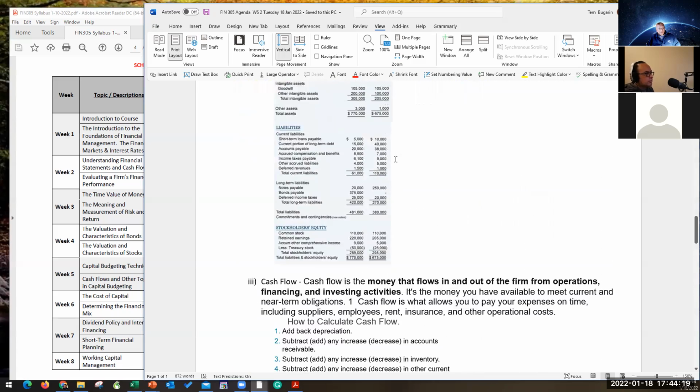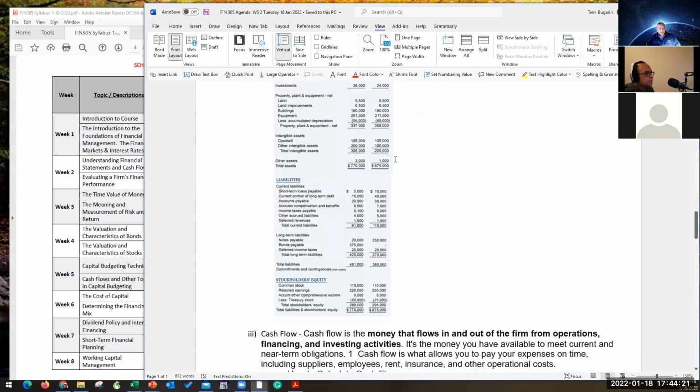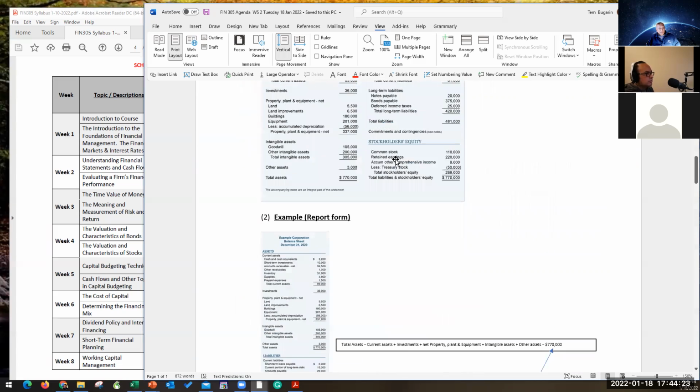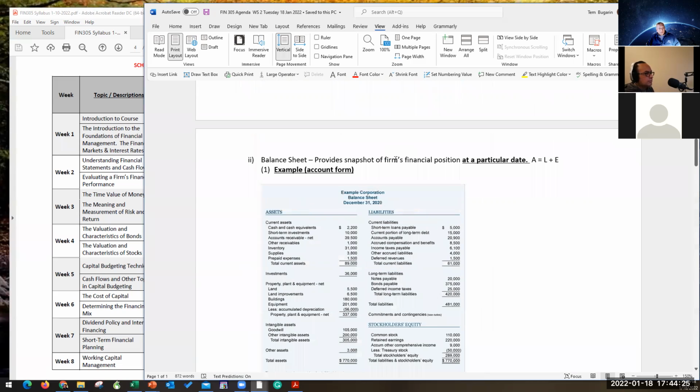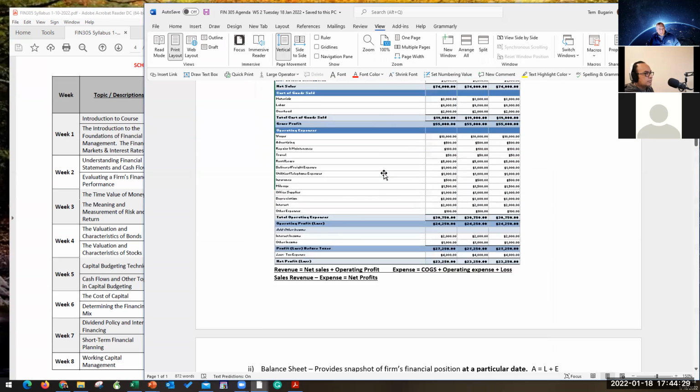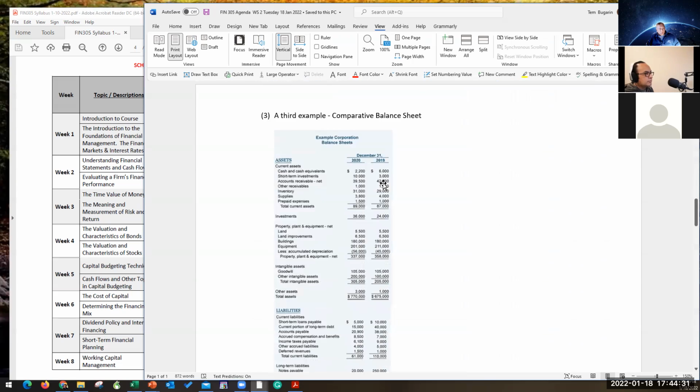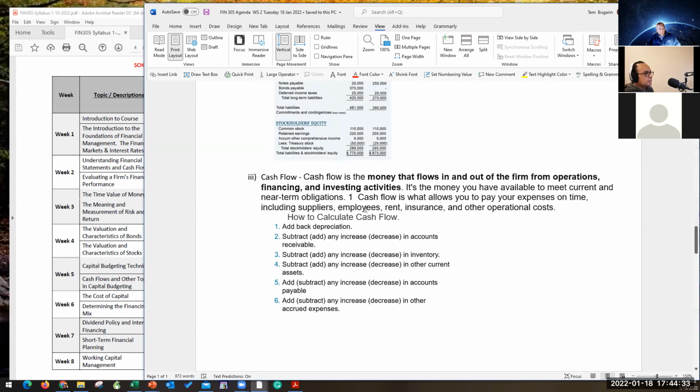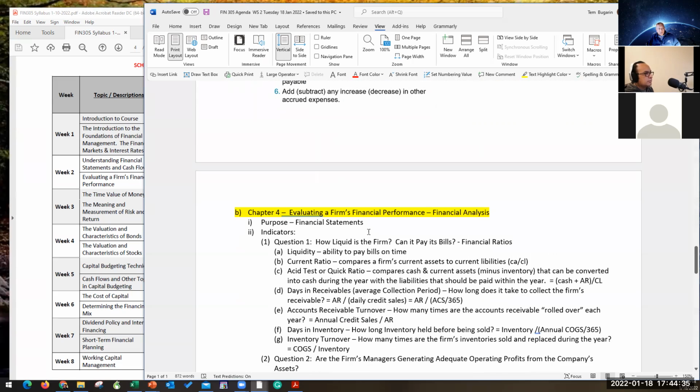So chapters 3 and 4, extremely valuable. Chapter 3, again, for income statement. Chapter 3, understanding the financial statements and cash flows. Chapter 4 is evaluating a firm's financial performance. So the basis of assessing a company's general health before you purchase it.